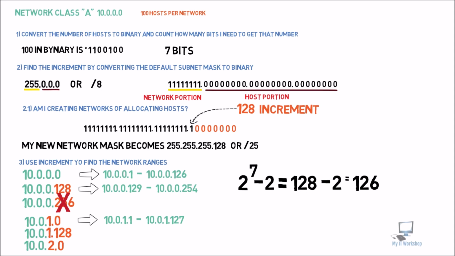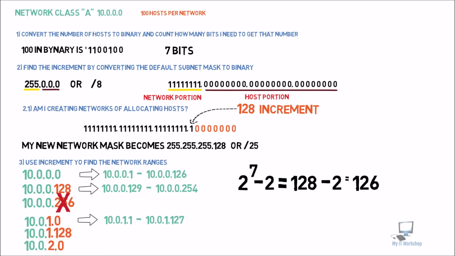10.0.0.128. 128 is the name of the network. We cannot use that one. So if we want to assign IP addresses to our hosts, our computers, servers, printers, laptops, iPads, iPhones, or cell phones, we're going to start from 129 until 254, because 255 is the broadcast address.